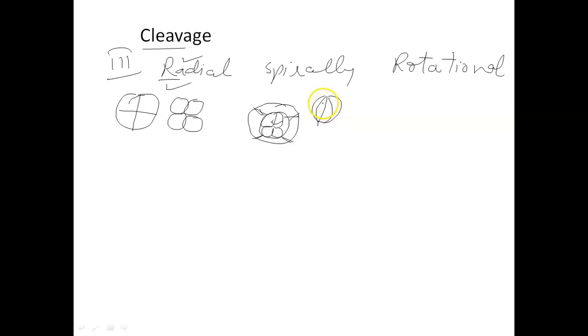Then oblique division. Oblique division means the division is occurring in the middle, so that they are spirally arranged. This is actually a two-dimensional drawing, so we cannot easily understand it. But the four blastomeres of the upper tier do not lie over the corresponding blastomeres of the lower tier, but between them. So the upper is between and the lower is around them.